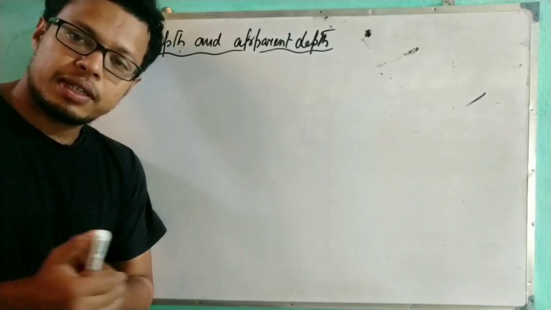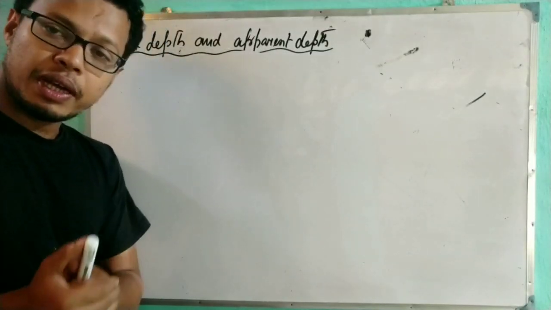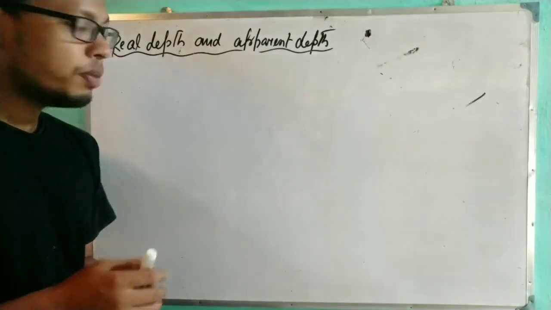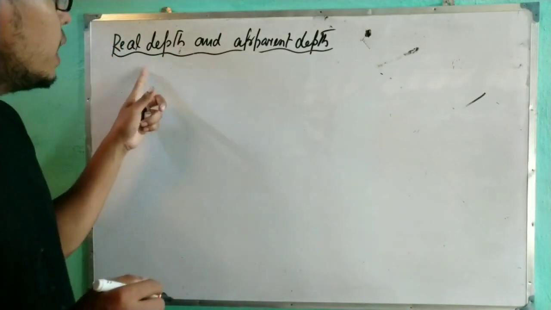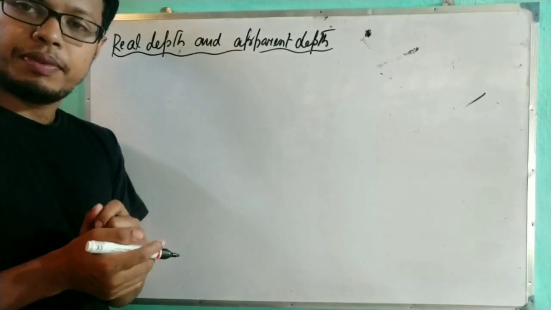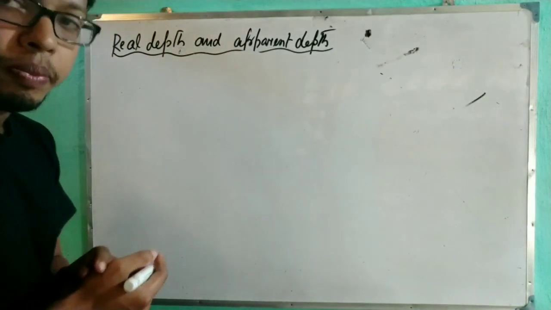To understand the concept of refraction of light or the application of refraction of light, you have to learn two terms, which are real depth and the apparent depth. So let's start from these two topics.